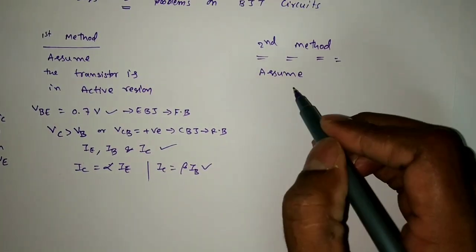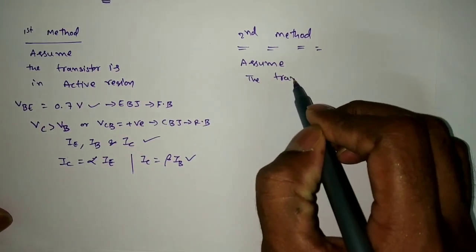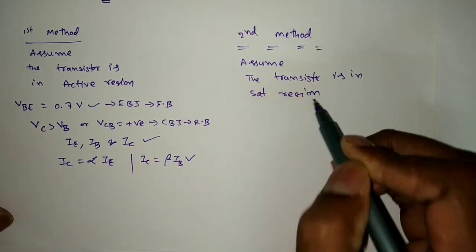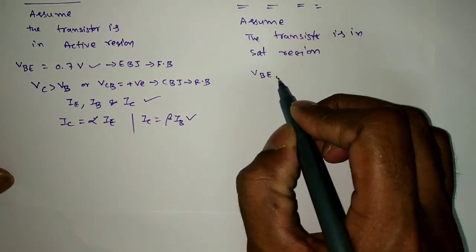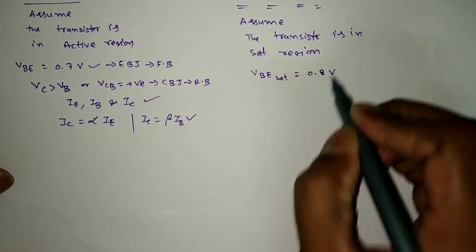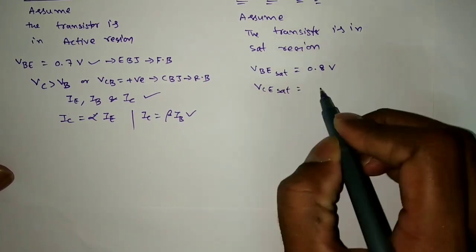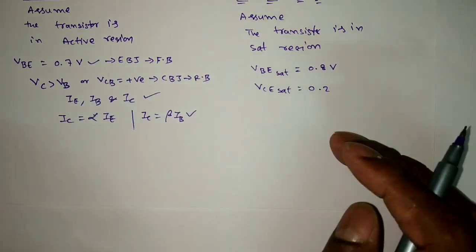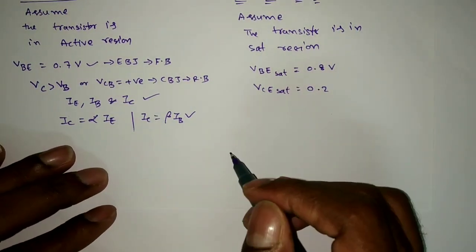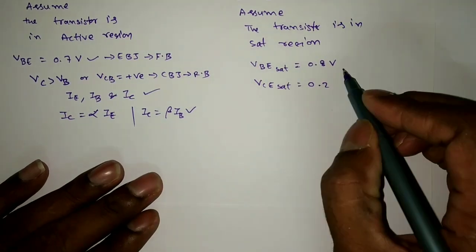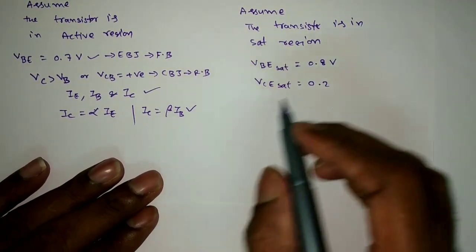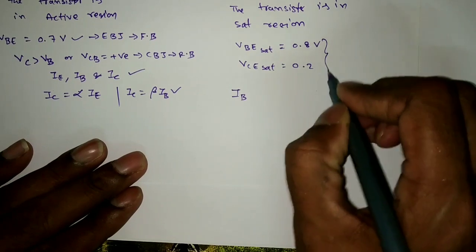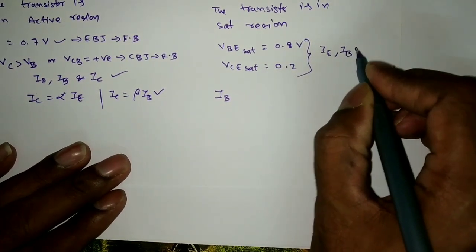So we will assume the transistor is in saturation region. That means we need to apply some voltages, that is VBE sat for NPN 0.8 volts, and VCE sat 0.2 volts for a silicon transistor. For germanium I have given the table also, so please refer to that table, typical parameters of an NPN transistor. Then we will find some currents. By assuming this, we will find IE, IB and IC.